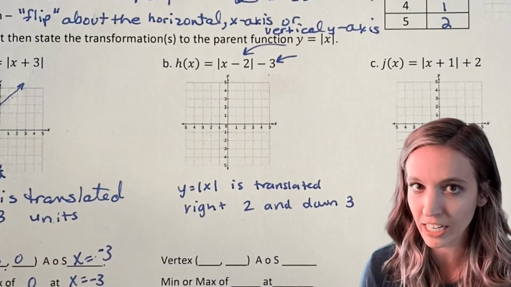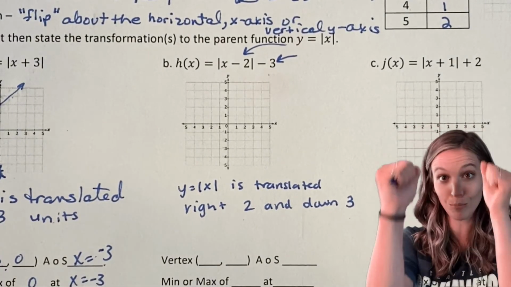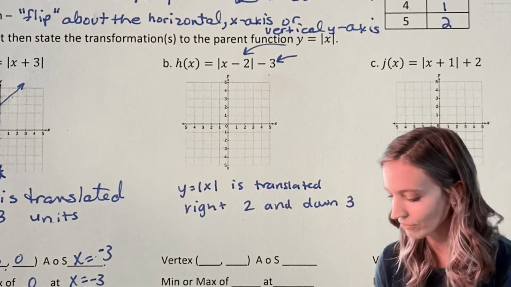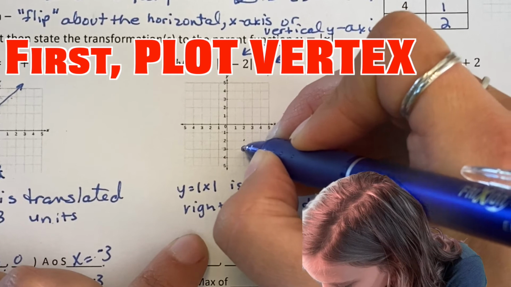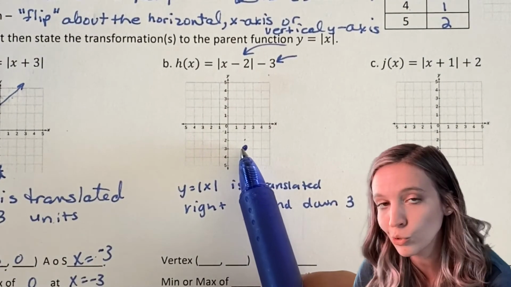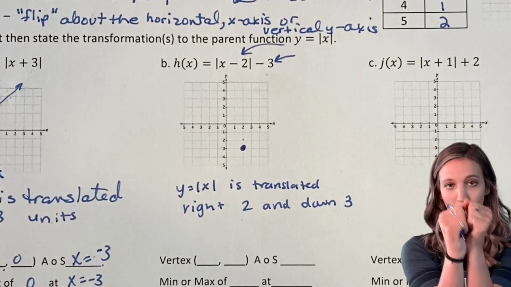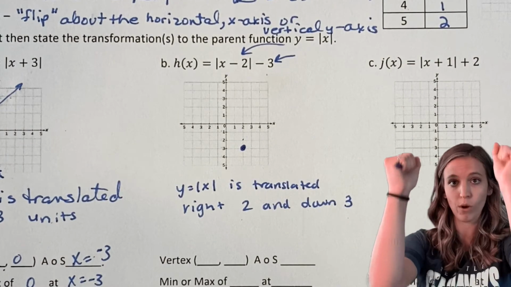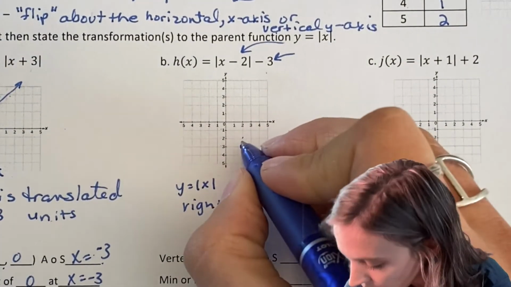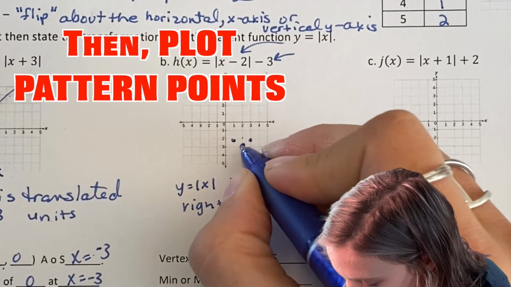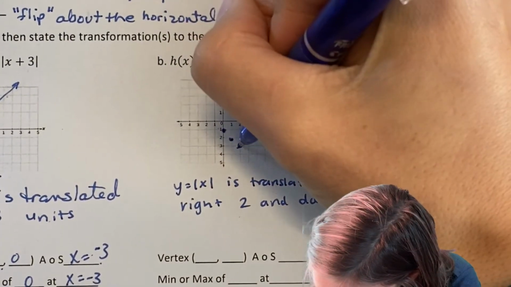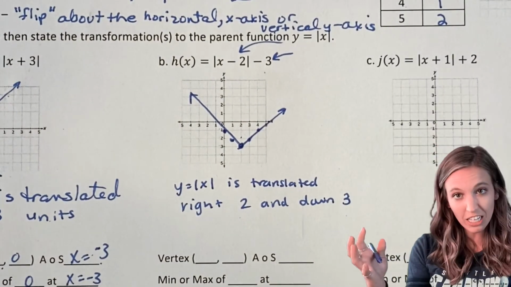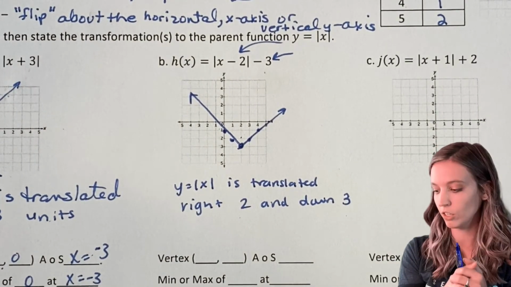So let's get that vertex plotted first, and then we can use our pattern points to graph the absolute value graph. So right 2, down 3. So it looks like my vertex is right here at (2, -3). So now from my vertex, I'm gonna go up 1, over 1, up 1, over 1 to get my V drawn. So up 1, over 1 on both sides, up 1, over 1 on both sides. So I got my nice solid absolute value graph. Clearly looks like a V, which is what they should look like.